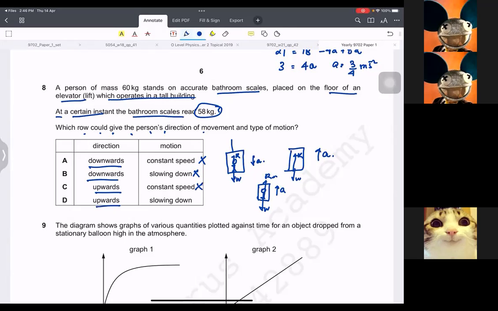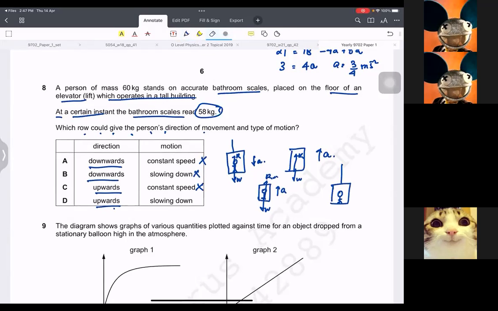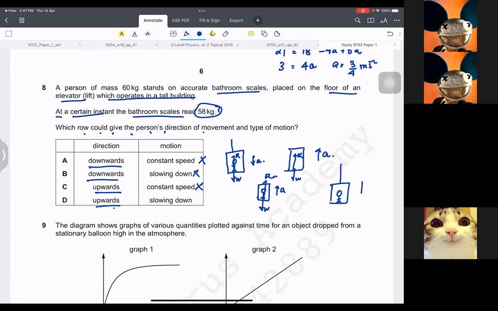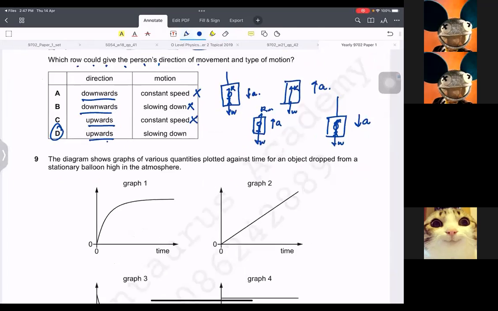So at constant speed is not possible. For upwards and slowing down: if it is going upwards and it slows down, to slow it down you need to accelerate it downwards, or decelerate it. So it means the weight is the same, but the reaction will be smaller than the weight, which means that for the bathroom scale, this should be correct. Right? Now, please let me know if you do not understand this.